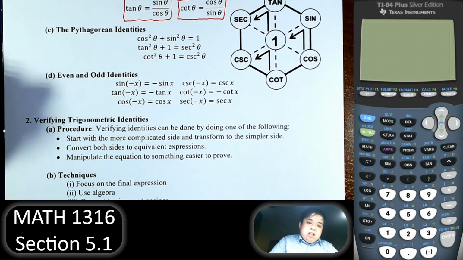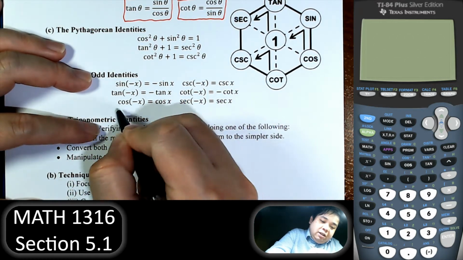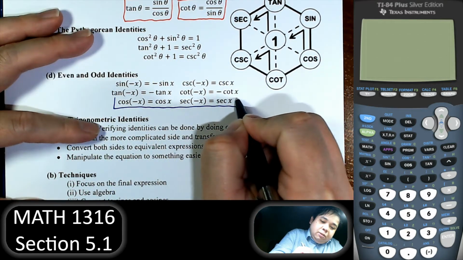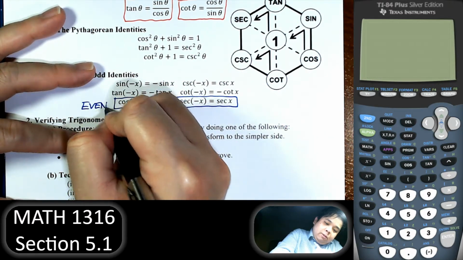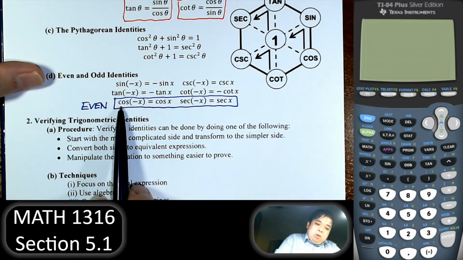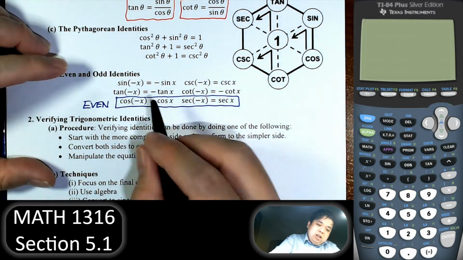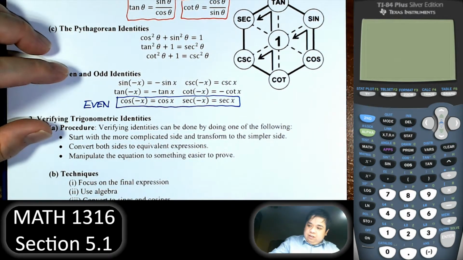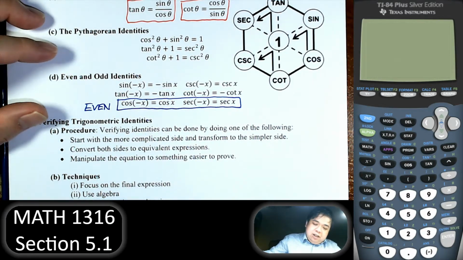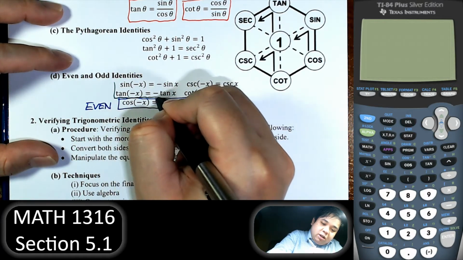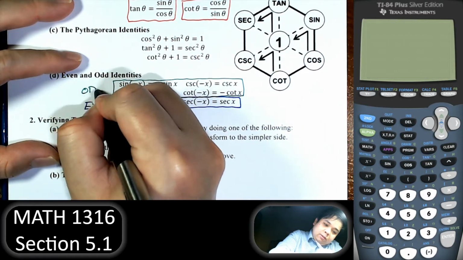In the previous section, we learned that cosine and secant are even. And by even, we mean the cosine of a negative argument is the same as the cosine of a positive argument. So whether it is negative or not doesn't matter. And then the other 4 functions are odd.